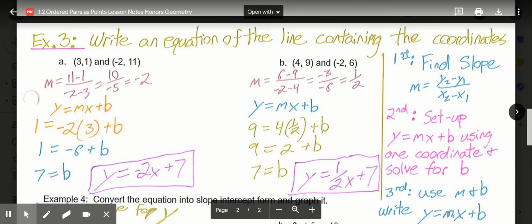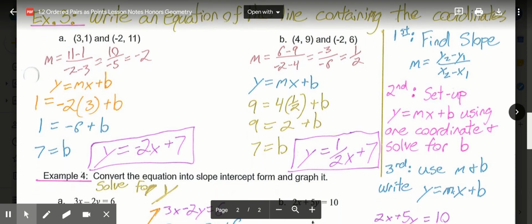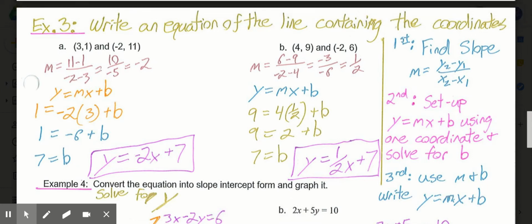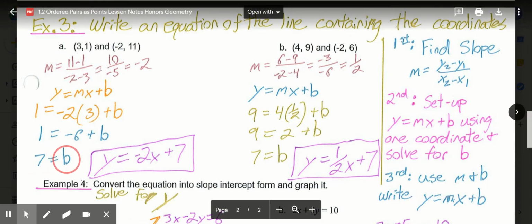So then, our final step, we can now use our slope, which we found in step 1, and our y-intercept, or b, which we found in step 2, to write our equation. So y equals mx plus b, y equals negative 2x plus 7. So our b right here and our m right here.